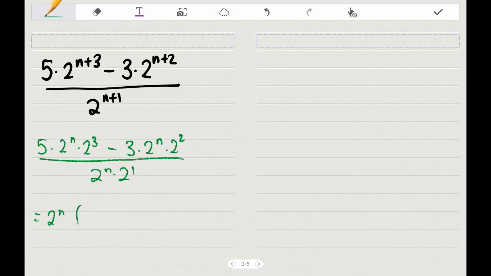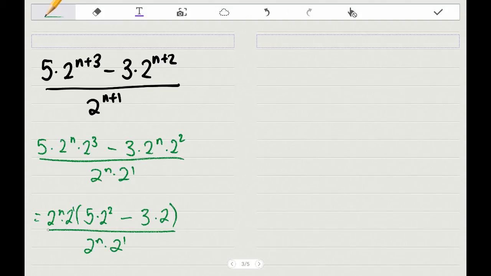In this case, I'm going to take the absolute highest factor. So again, this one has 3 2's and this one has 2 2's. So I'm going to take out 1 2, and you'll see why in a second. So if I take out the 2 to the power of n, I'm going to have 5 times, and then 1 2 so there are 2 left, minus 3 times 2 all over 2 to the power of n times 2 to the power of 1.